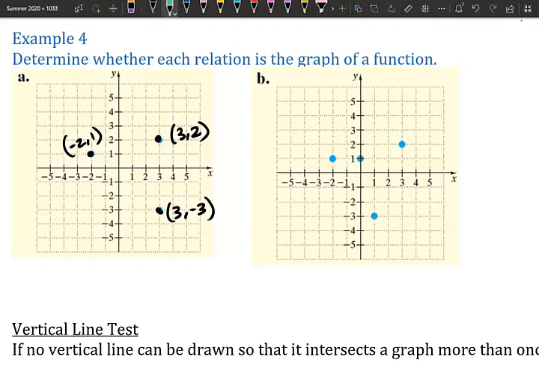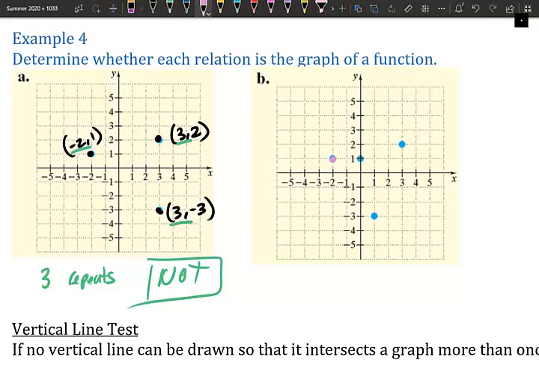So again, we just look at our x's. We have -2, 3, and 3. We have repeating x's. This is not a function. So 3 repeats. Since that's the case, this is not a function. Alright, I want you to go ahead and pause it and do B.